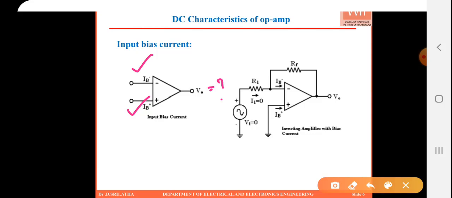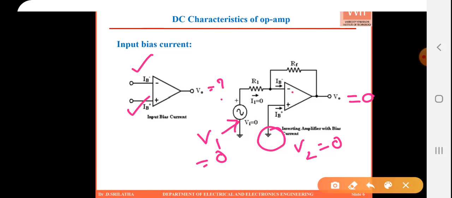Here, VI is the input voltage to the non-inverting terminal, and here also I am not applying any voltage. For example, this is V1 and V2. I am not applying any voltage. Both voltages are equal. Then what should be the output of my differential amplifier? Definitely V0 should be equal to 0. Okay. But this is not happening because of this input bias current.